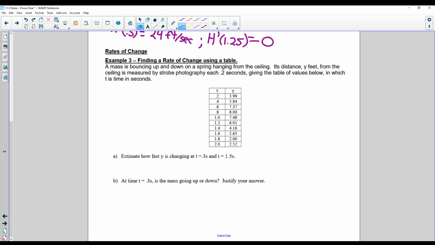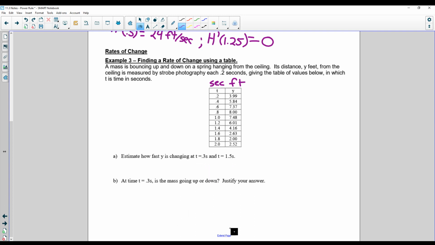All right, so reading this, it says a mass is bouncing up and down on a spring, hanging from the ceiling, so it's sitting there going like this. Its distance in feet from the ceiling is measured by strobe photography each 0.2 seconds, given in the table of values below, in which t is the time in seconds. All right, so this is our time in seconds, and this was in feet. I just want to mark that to keep it straight in my head. Then it says estimate how fast y is changing at t equals 0.3 and t equals 0.5.